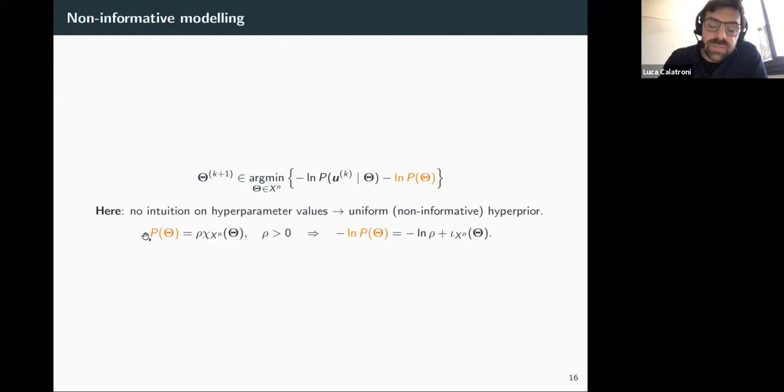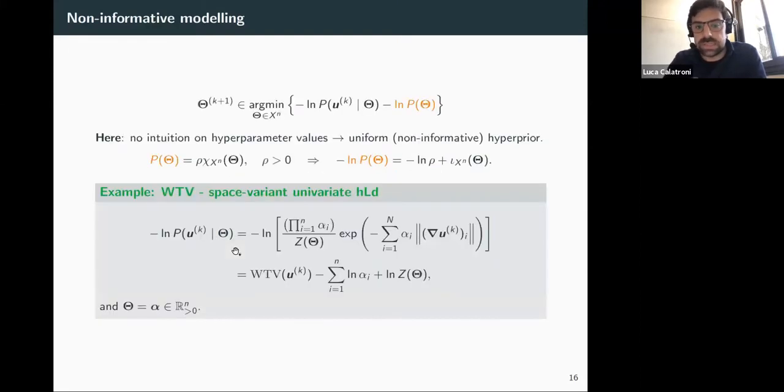in order to keep things simple, at least for this moment, just imagine that we don't have any intuition on the hyperparameter values, so that we use a uniform hyperprior, possibly an improper hyperprior in the case the space is unbounded. Okay, so now let's go back to the computation. What is important here is that if we introduce a uniform distribution, we have a scalar quantity here that does not depend on theta anymore. So the only thing that matters really is the space where these parameters lie.